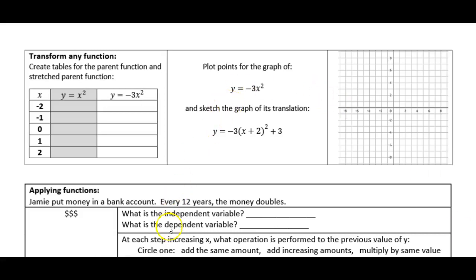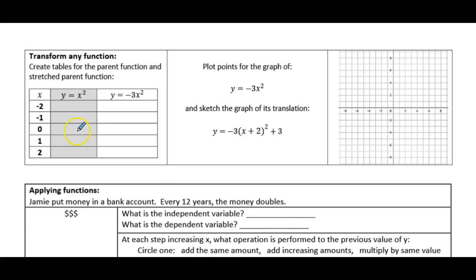On the backside of our second practice test for the advanced function unit, we are going to start by transforming a graph. In this case, we have the graph y equals x squared, and we're going to transform it with a vertical stretch by -3. Then we are going to shift it with the +2 in the x, which is going to shift it to the left, and the +3 in the y, which is going to shift it up. Let's go ahead and work through these.